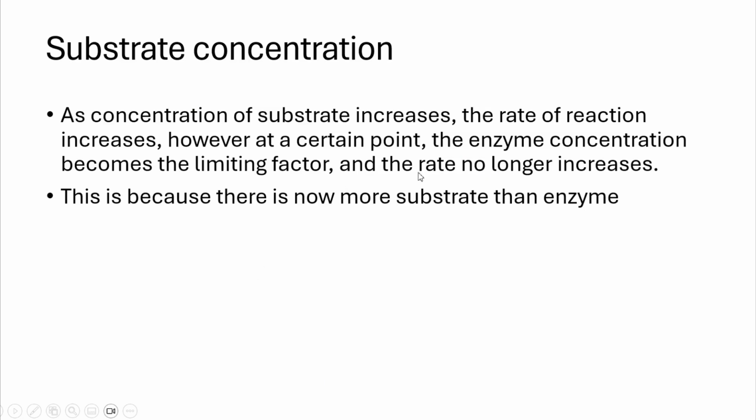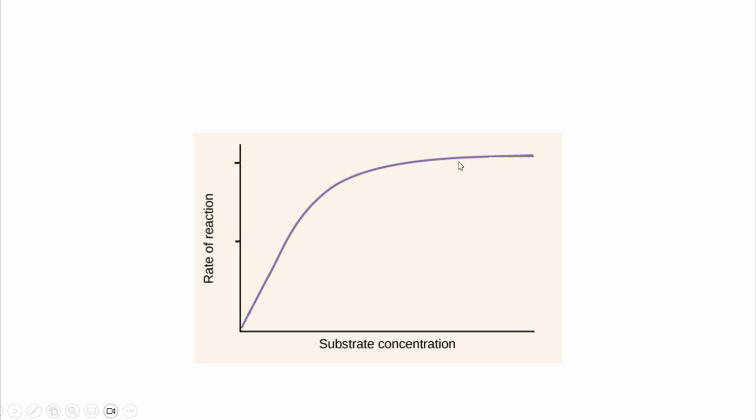Substrate concentration. This is the same idea. As the concentration of substrate increases, the rate of reaction increases because again, there's an excess of active sites, an excess of enzymes. So as we increase the substrate, it's going to react with those enzymes. However, at a certain point, the enzyme concentration becomes a limiting factor. There's too much substrate now and not enough enzyme, so the rate of reaction no longer increases. You can see that same kind of plateau there.